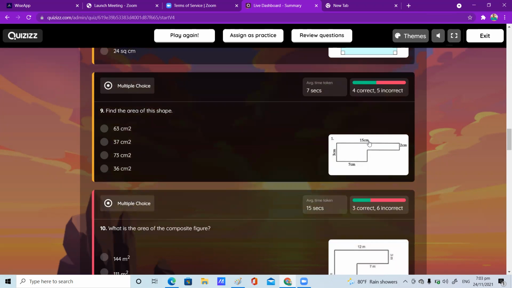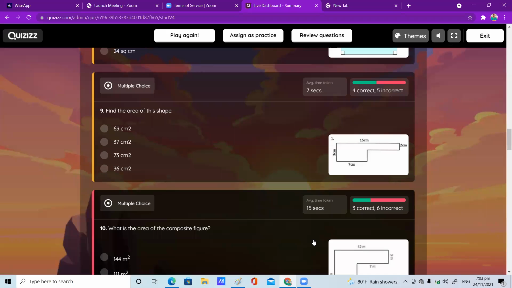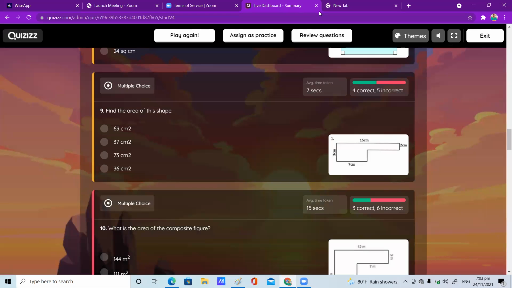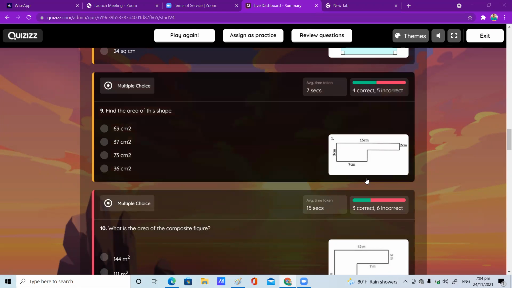Next, find the area of the shape. If you just connect these two lines, you will get 7 threes are 15. 15 plus 17 minus 15 minus 7 is 15. One minute, children. Harini, please continue with the rest of the bits, please. Yes, ma'am.